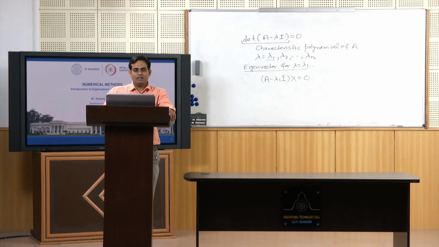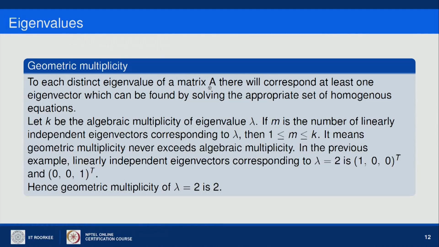Now, for each distinct eigenvalue of matrix A, there will be at least one corresponding eigenvector, which can be found by solving the appropriate set of homogeneous equations. Let K be the algebraic multiplicity of eigenvalue lambda. If M is the number of linearly independent eigenvectors, please note, linearly independent, corresponding to eigenvalue lambda, then M will always lie between 1 and K.